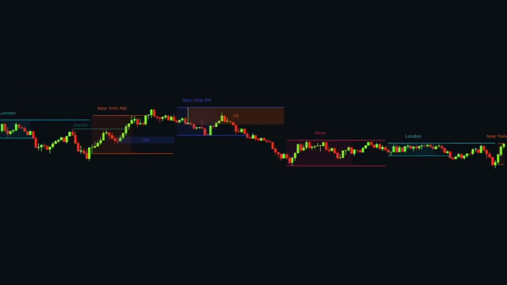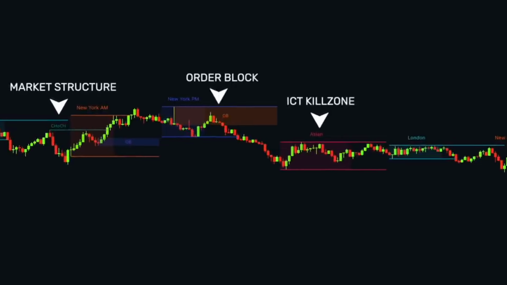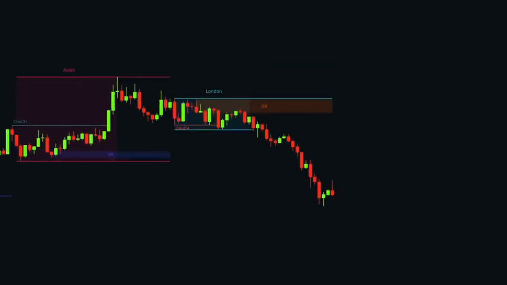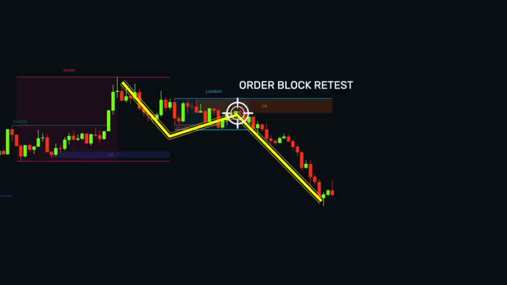The ICT Kill Zones Toolkit includes price action components like ICT Kill Zones with pivot highs and lows, order blocks, breaker blocks, fair value gaps, and market structure shifts. By combining these components, the ICT Kill Zone Toolkit equips you with a complete framework for analyzing the market and identifying setups of interest. Leveraging these tools effectively can enhance your decision-making process and improve kill zones readability.